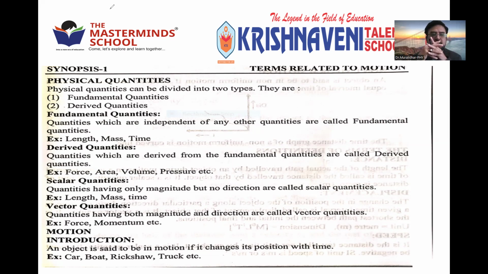Hope the screen is clearly visible. Terms related to motion. The first one is kinematics. The second is physical quantities. The third is fundamental quantities, derived quantities, scalar quantities, vector quantities. So the entire physics depends on this only, 50% of physics. Everywhere you can find these words in some way or other.